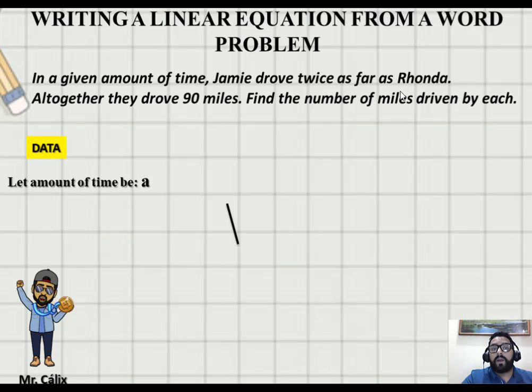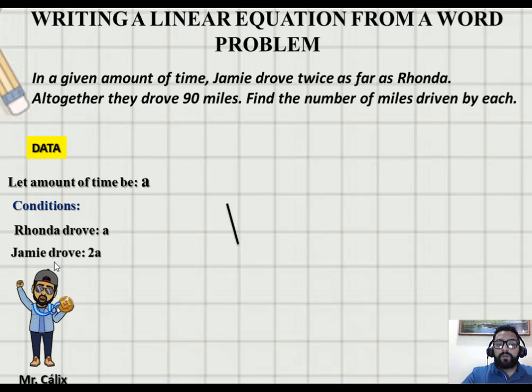Let the amount of miles be, in this case, A. Now we have two conditions. We don't know how many miles Rhonda drove, so we are going to call this quantity A. And then Jamie drove twice as far as Rhonda. That's 2 times the quantity Rhonda drove.